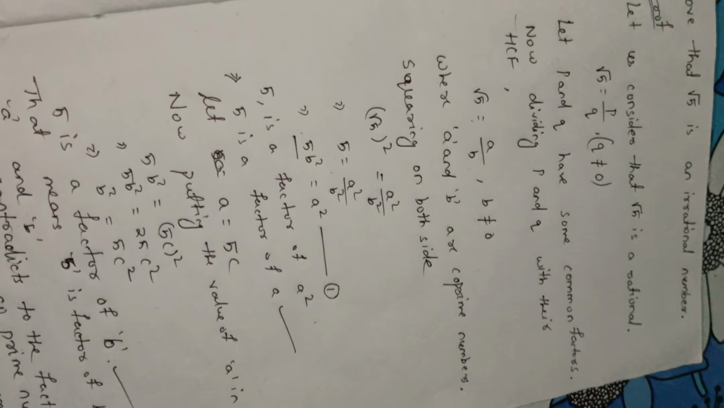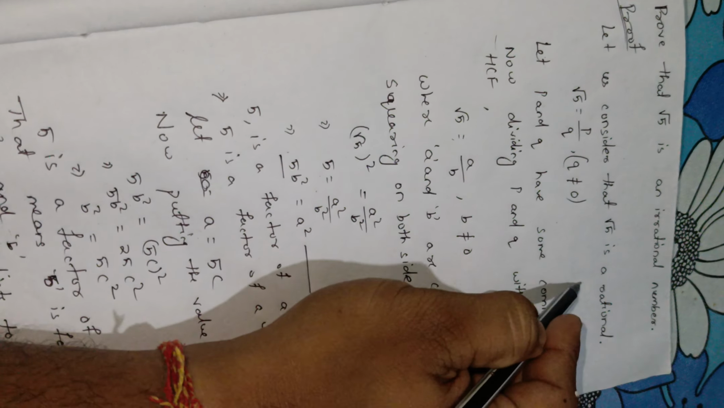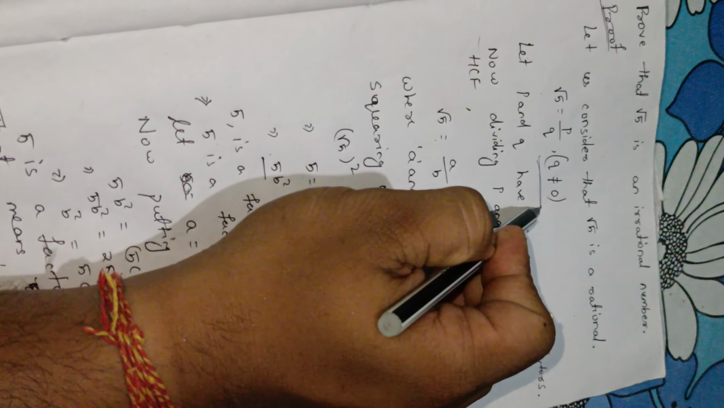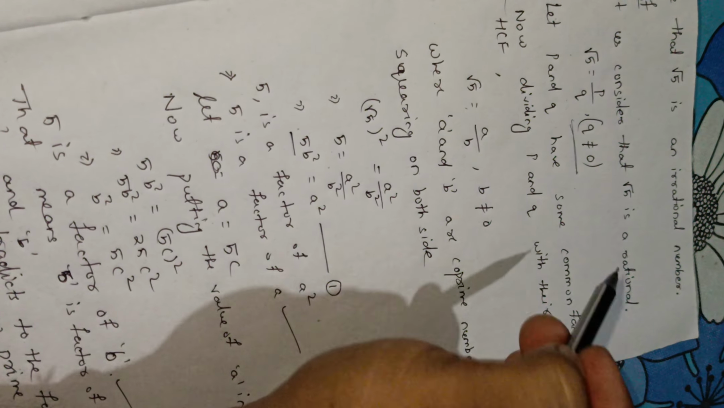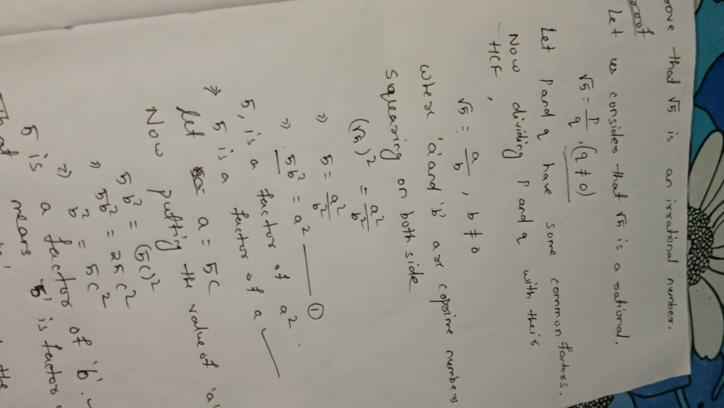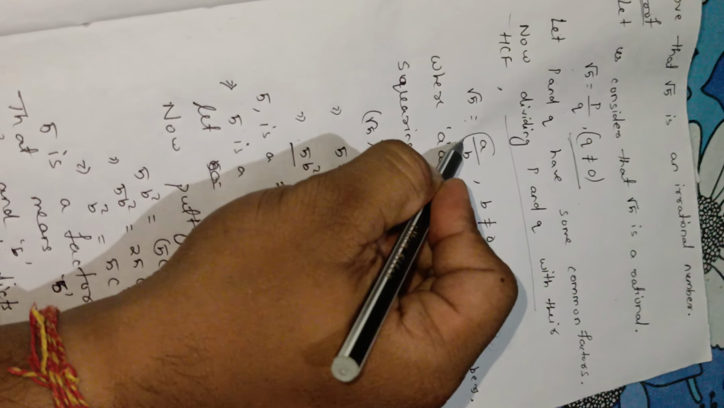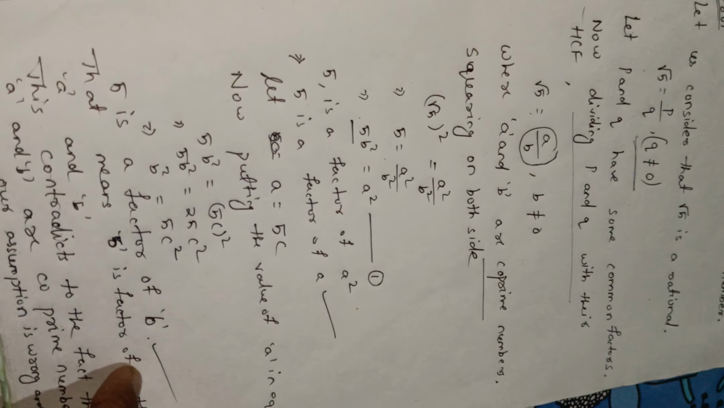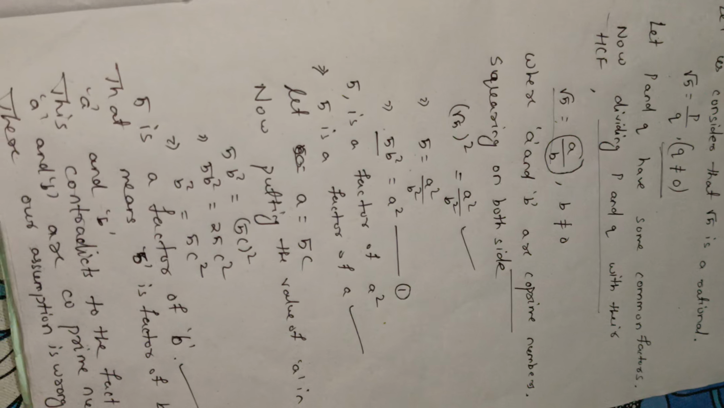So the overall proof is something like this. To prove that root 5 is an irrational number, first we consider that root 5 is a rational number, that is root 5 is equal to p by q, where q is not equal to 0. Then let us consider that p and q have some common factors. We take the highest common factor of p and q and divide both by it. Then we get root 5 in the form of a fraction a by b, where a and b are co-prime numbers. Now root 5 is equal to a by b, and we square both sides.